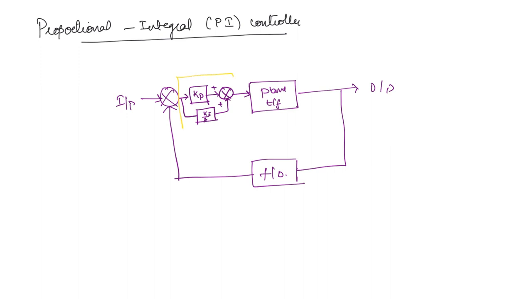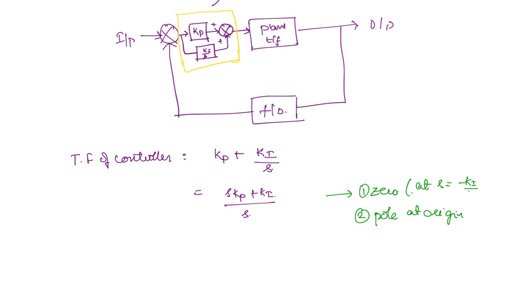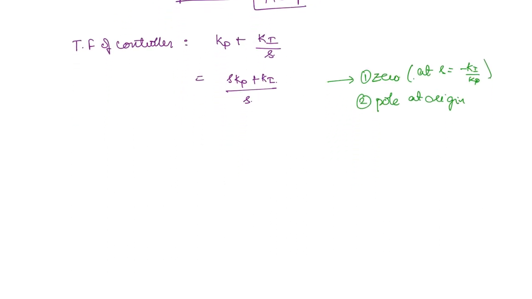Now this entire thing forms the PI controller. What is the transfer function of the controller only, not the entire transfer function? This is Kp plus Ki by S, which you can rewrite as (S Kp plus Ki) divided by S. What does this mean? It means there is a 0 and also a pole at the origin. The 0 is not at the origin; we have the 0 at S equal to minus Ki by Kp, a non-zero point, but the pole is at the origin. So what will be the effect of a PI controller?